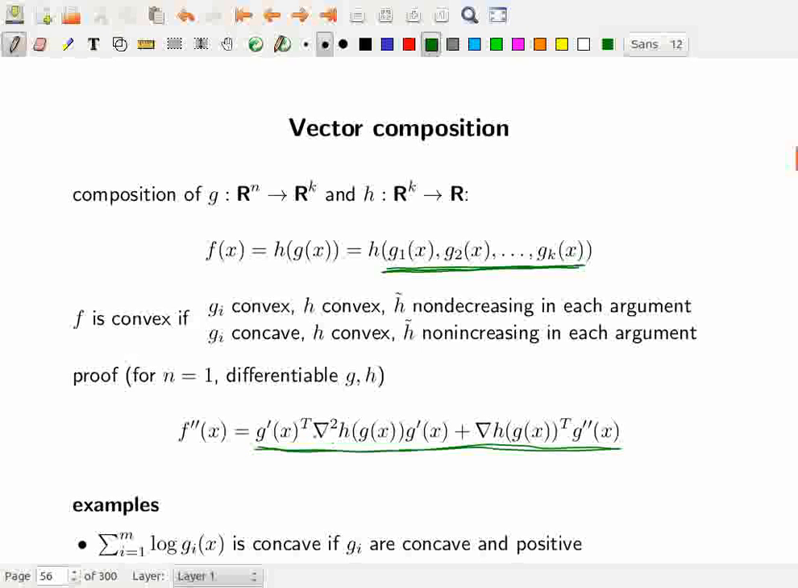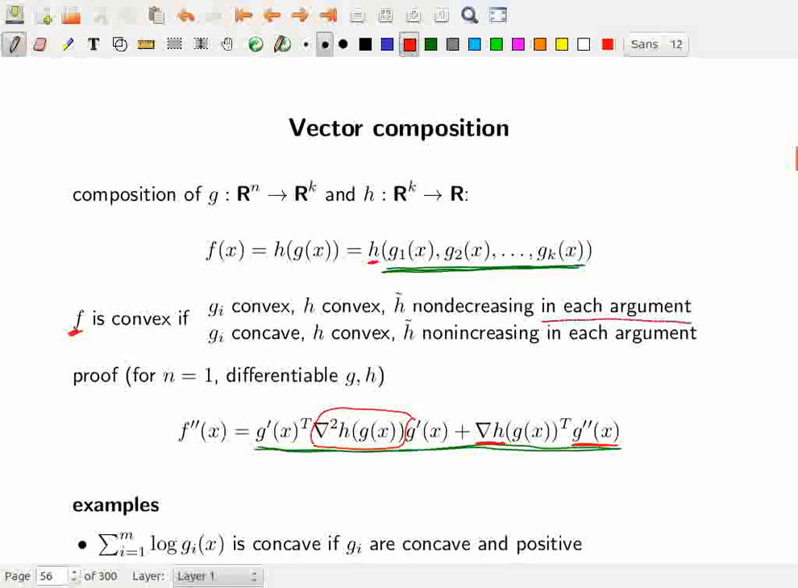Again, we have some quadratic form of the g prime of x, and here we have g double prime. We can do the same argument as in the scalar case. Here, if the extended-value function h is non-decreasing in each argument and h is convex, for g_i's that are convex, we can have a function that is convex.